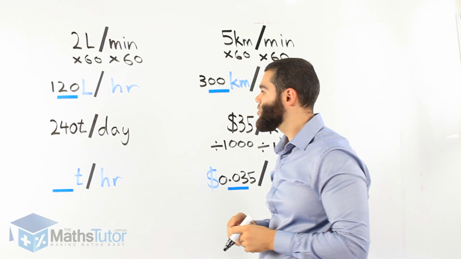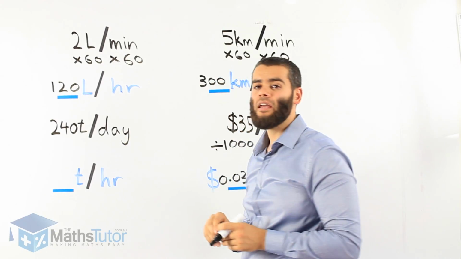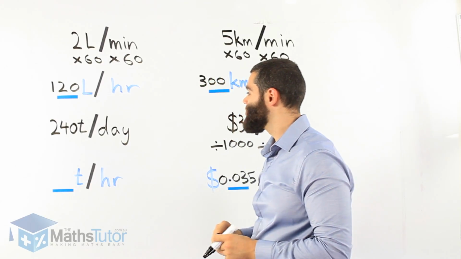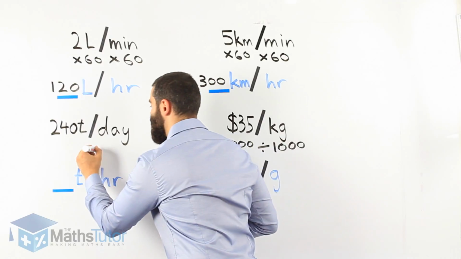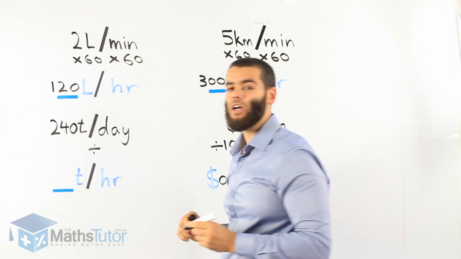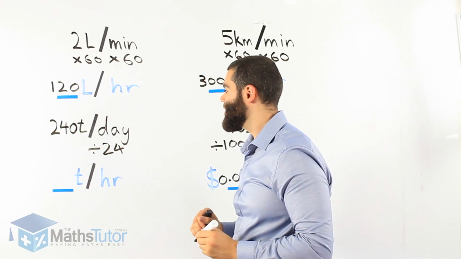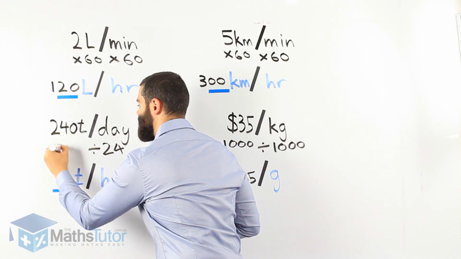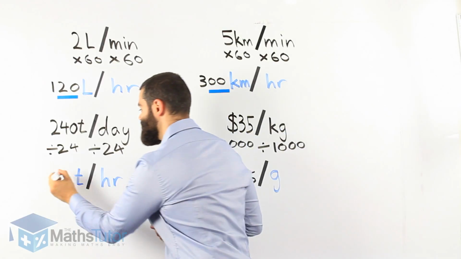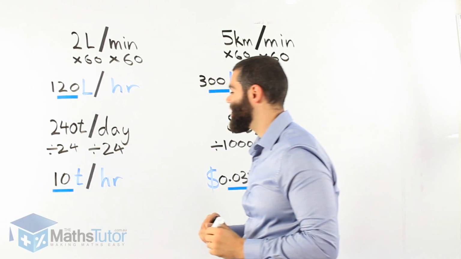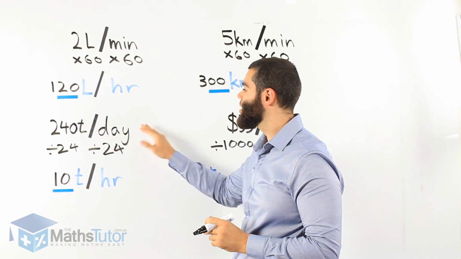This example here, 240 tons per day. How many tons per hour? We're going from a large unit to a smaller unit, from days to hours, so we're going to divide. We're going to divide by 24 because there are 24 hours in a day. We do the same on this side as well. What we do to one side, we do to the other. 240 divided by 24, the rate is going to be 10 tons every hour. 10 tons every hour is equivalent to 240 tons every day.